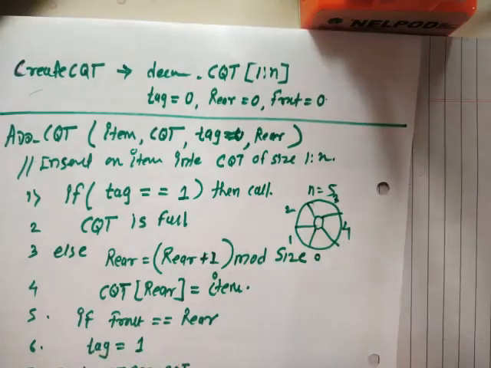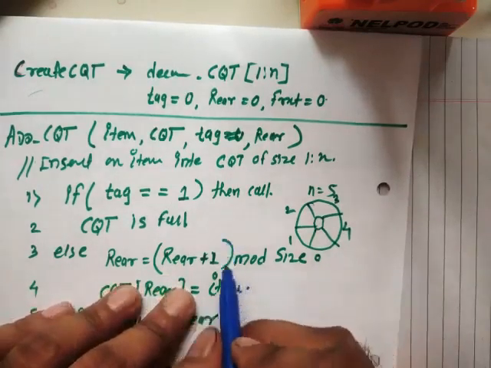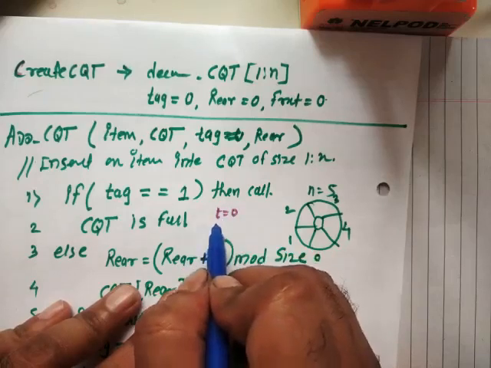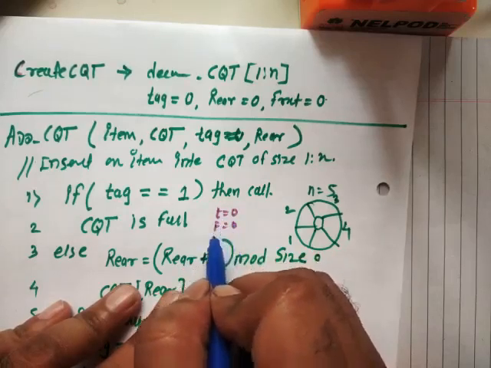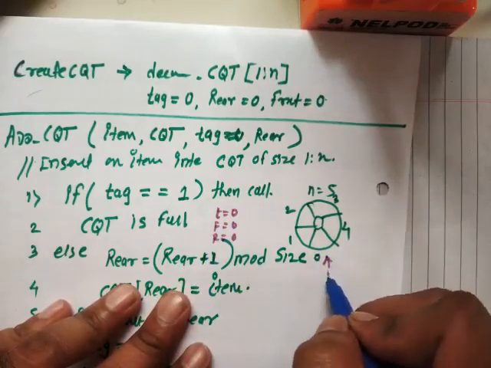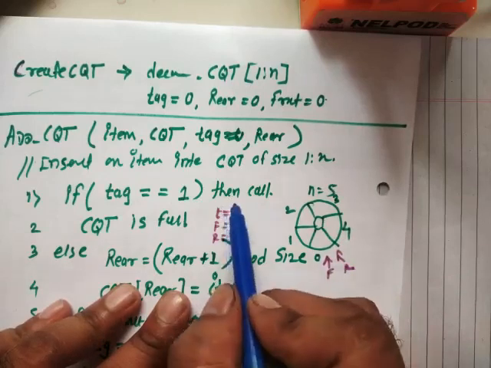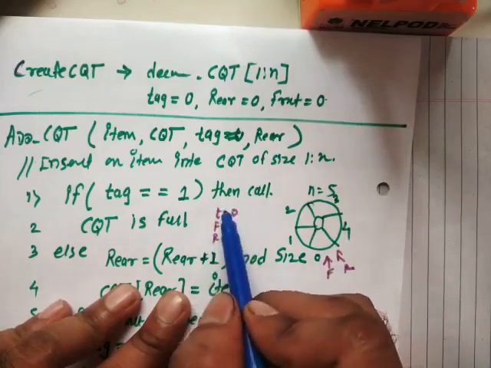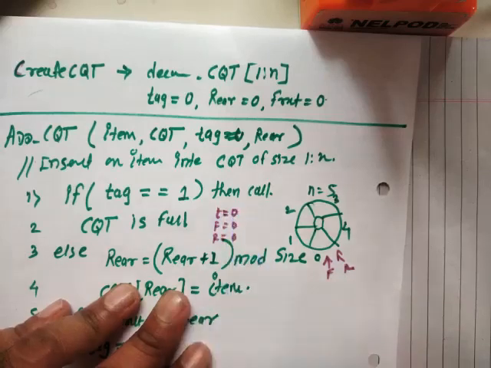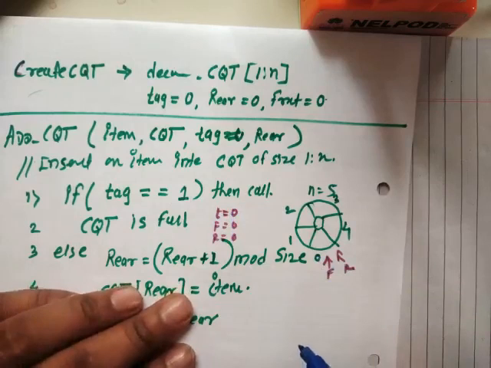The size of the queue is 5. Now initialize the variables: tag is equal to 0, front is equal to 0 and rear is equal to 0. Front and rear are pointing to index 0, and tag is not a pointer variable, it is a flag variable which holds the value 0. So initially front and rear both point to index 0.